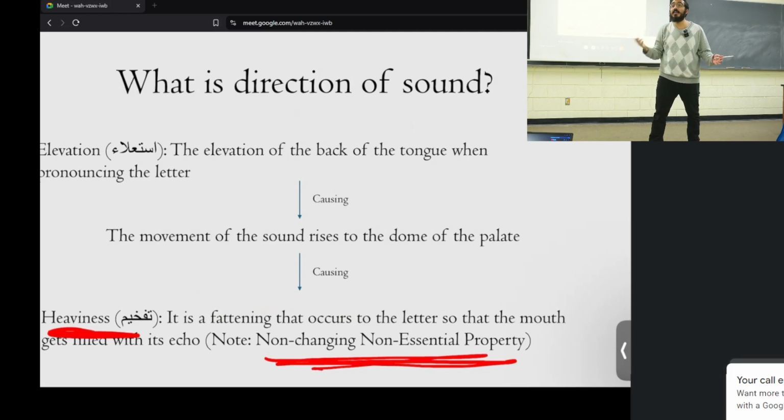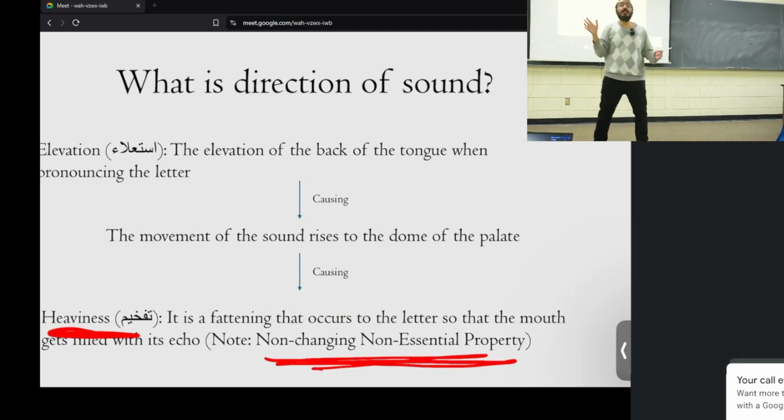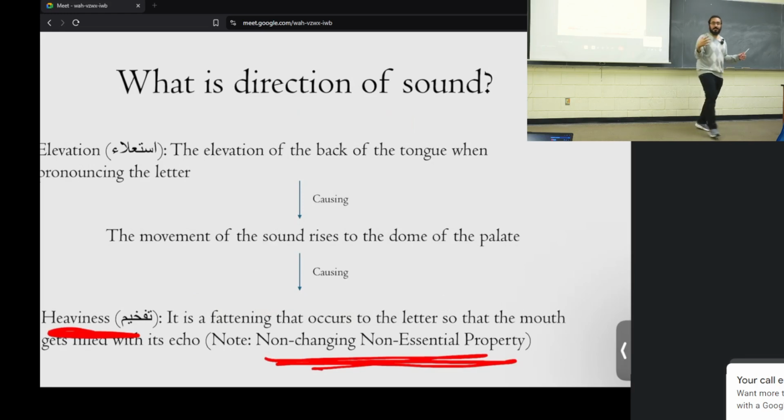Sa, sa, sa. Now, say seen. Do you feel any pressure in the top of the dome? Sa, sa, sa. Do you feel any pressure in the dome? Now say saw, saw, saw. Do you feel the echo in the top of the dome? The back of the tongue goes up and you feel the echo, the sound comes out with heaviness. Does that make sense?